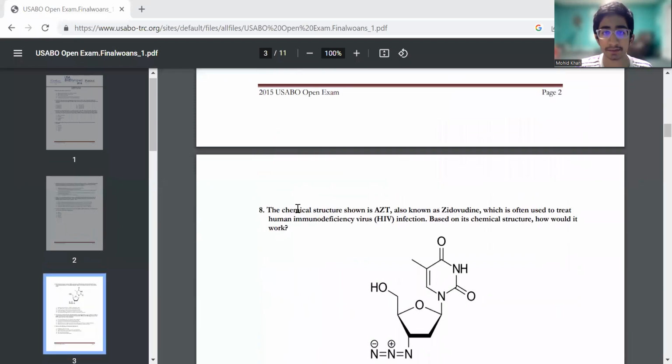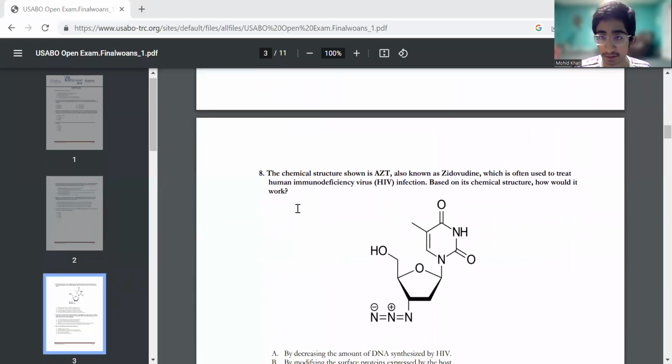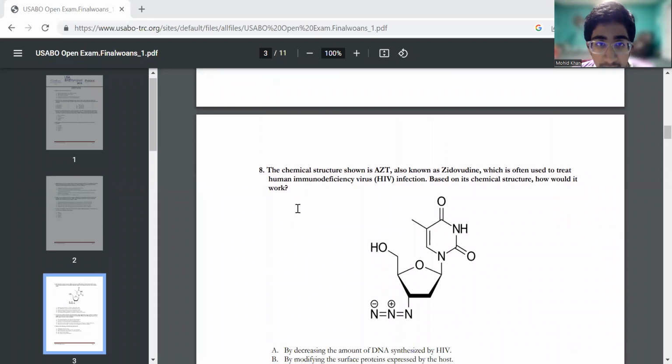All right. Ooh, this one looks a little tricky. So we have the chemical structure shown is AZT, also known as zidovudine, which is often used to treat human immunodeficiency virus or HIV. Based on the chemical structure, how would it work? All right, let's see. I'm going to look at some of the functional groups. Right off the bat, I noticed this. This is probably the most important thing you can see.